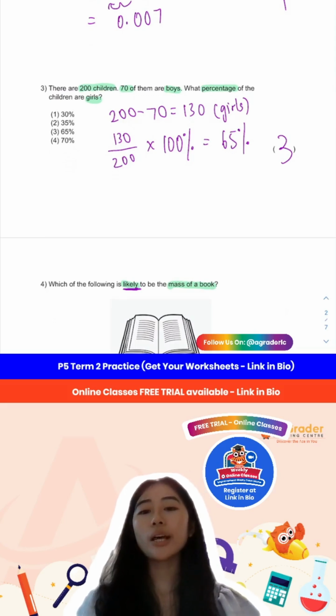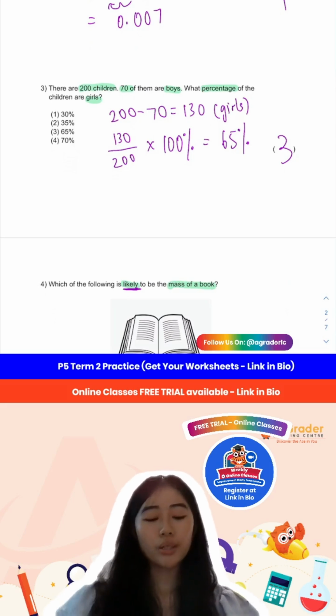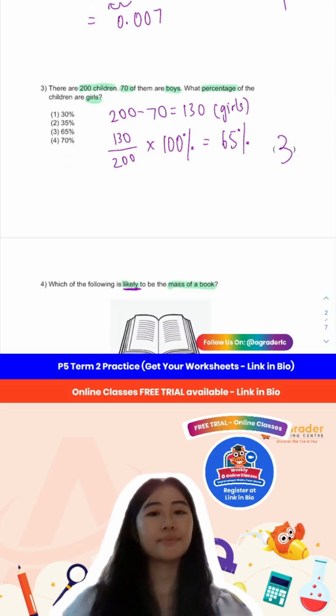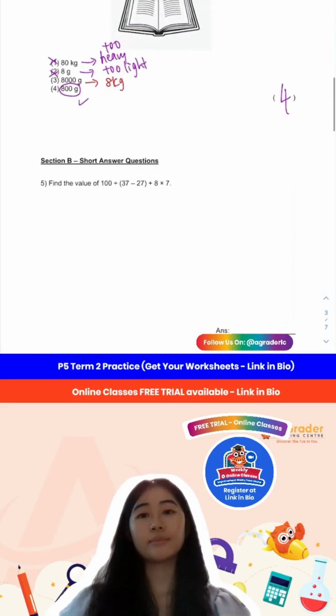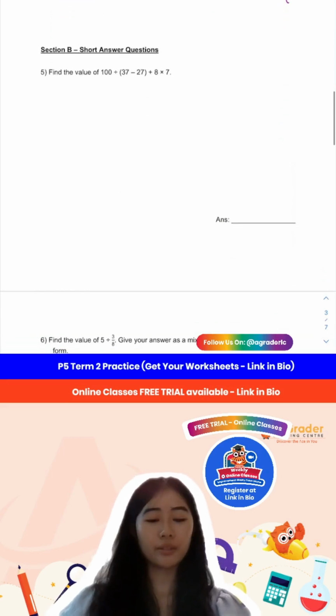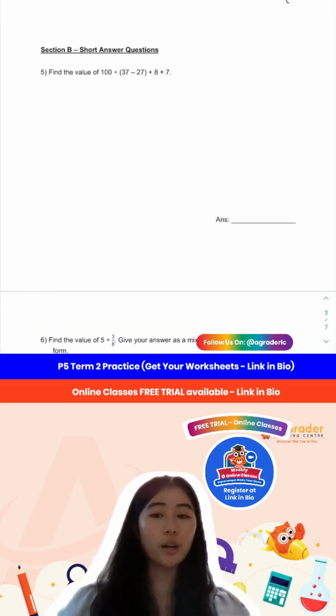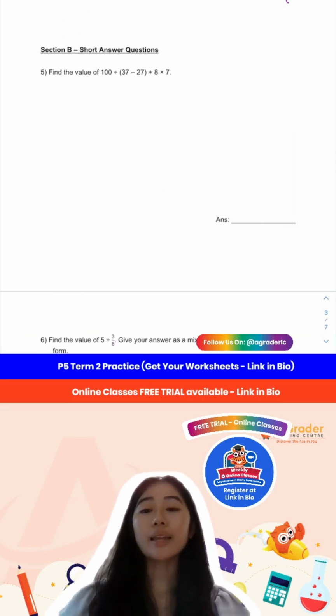Okay, so we're actually done with our MCQs already. We are going to move on to section B. Okay, section B. So again, you have a 4 order of operations question. So you guys can send in the answer.